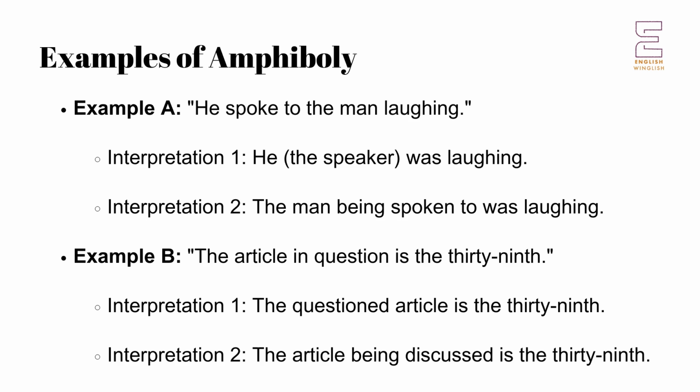Example B. The article in question is the 39th. This sentence can also be understood in multiple ways. Interpretation 1. The article that is being questioned is the 39th article. Interpretation 2. The article under discussion happens to be the 39th one in a series. Here, the ambiguity stems from the phrase in question, which can imply either the subject of questioning or simply the article being referred to in the current context.